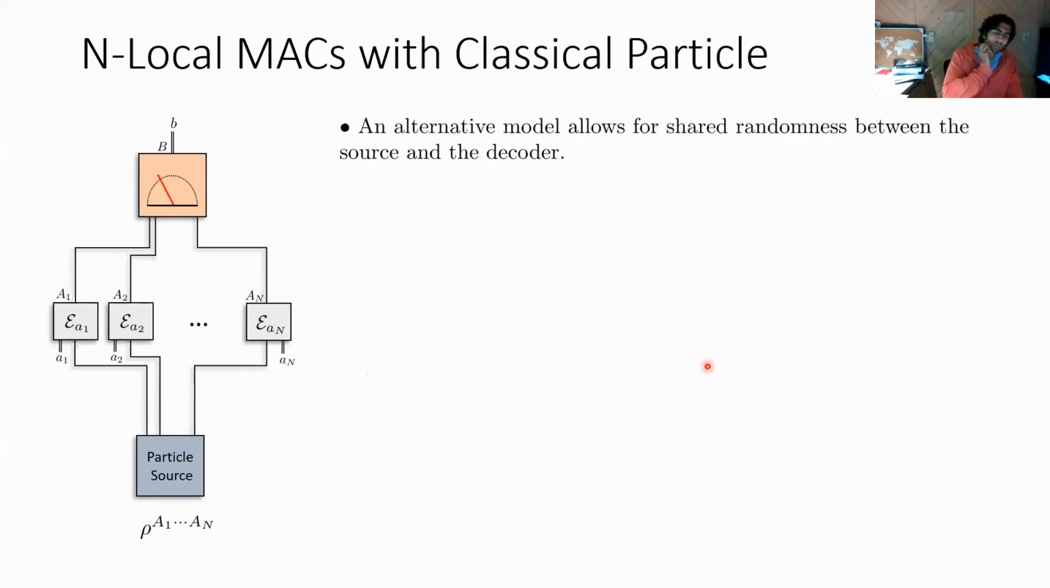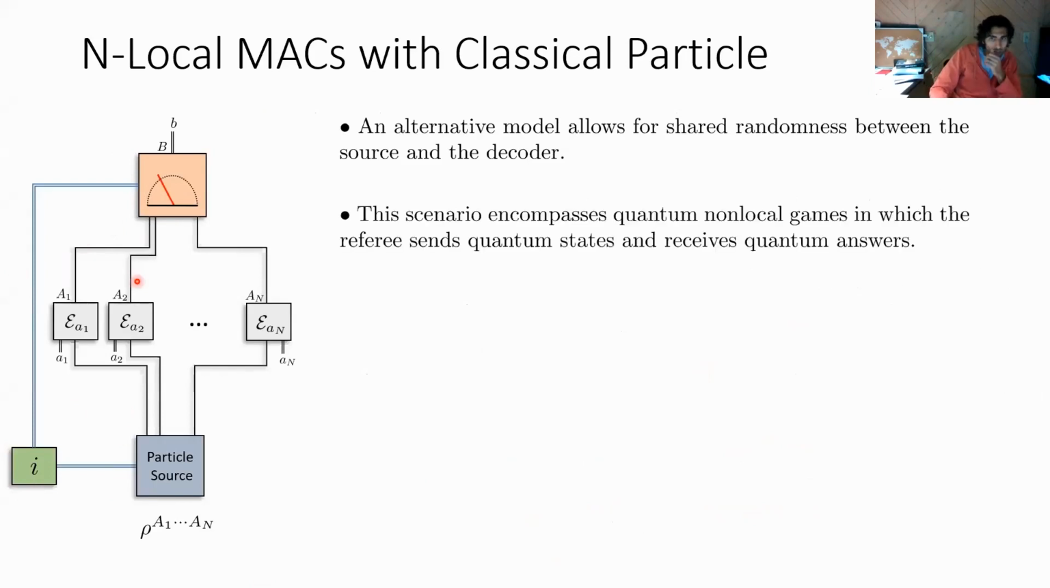Okay, so we can soup this up a little bit. We can consider if we allow for shared randomness between the source and the detector. So one way to think about this is that the decoder knows which path the particle was sent. And this encompasses quantum non-local games, where you could think of the decoder as actually sending the particle to the different parties to do some local operation, and then they send it back to the decoder, or the referee in that case.